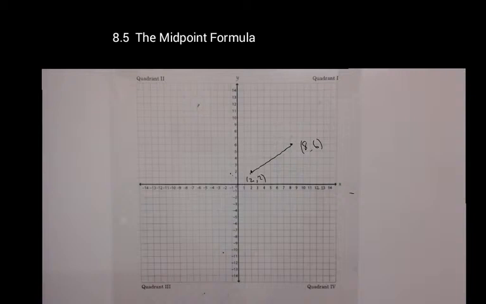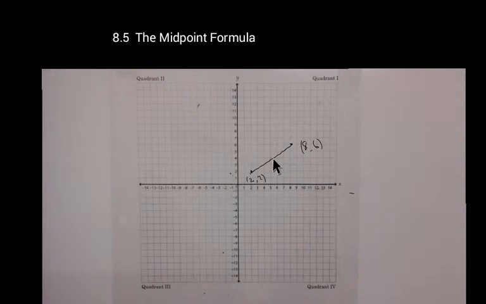On this grid, we have a line segment that has one endpoint at (2, 2) and another endpoint at (8, 6). This means over 2, up 2, and over 8, up 6, from the origin. We're going to learn a formula that is very intuitive and logical and will help us find the midpoint. When you use the formula to find the midpoint, you should double check. It'll be very easy to do that.